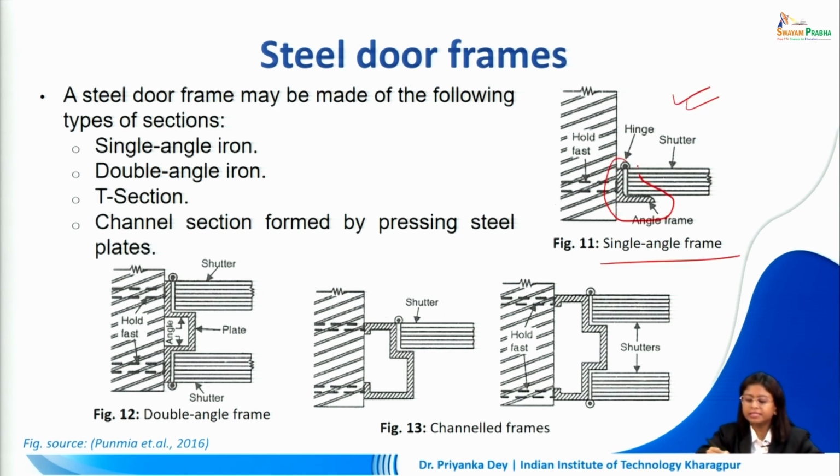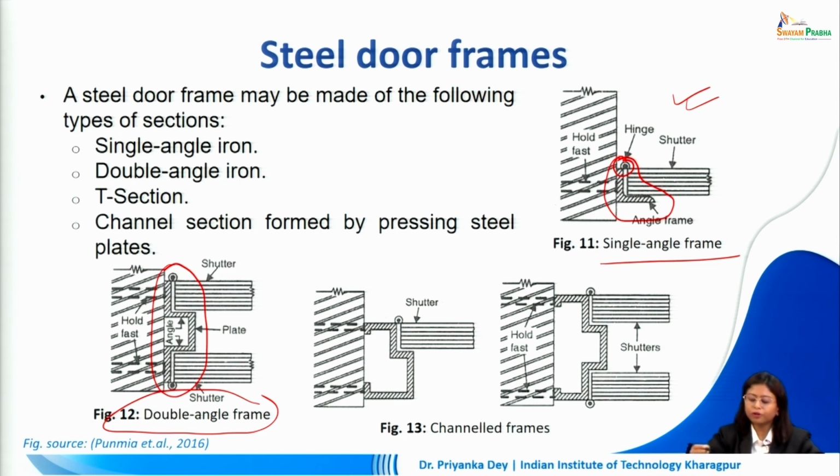So there we see that a single angle has been placed which has got a hinge for connection, and this receives the shutter. So definitely we'll have to select the angle frame in such a way that it is wide enough to receive the shutter we are using. If we are going for a double angle frame, then in that case this sort of an arrangement will be required. This is useful when we have two shutters at the two ends of the frame.